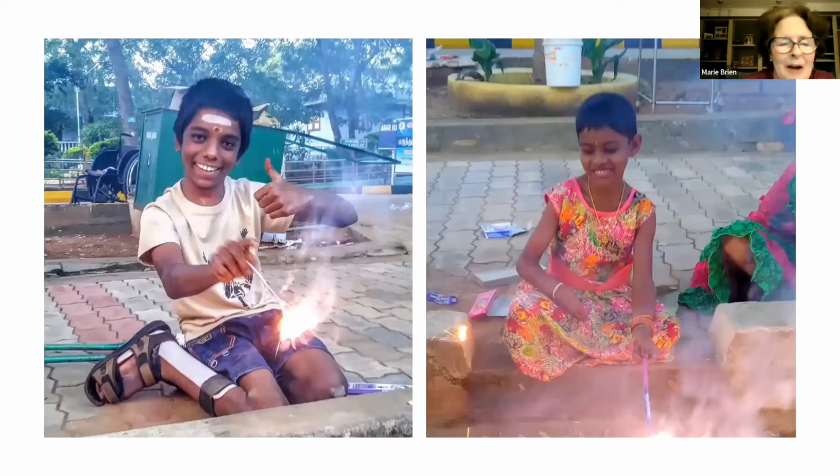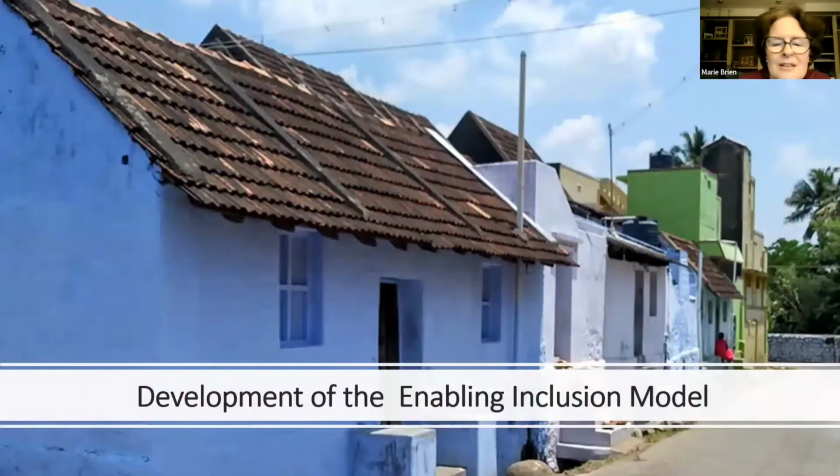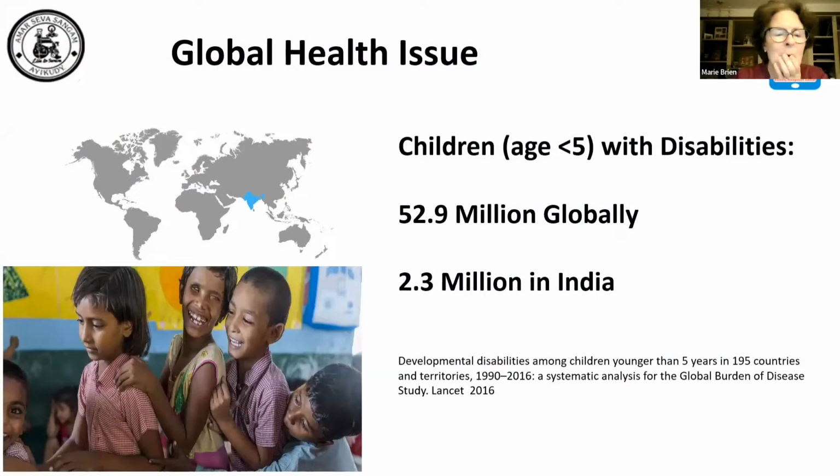So this is our friends at Amar Seva Sangam celebrating Diwali. And this is the true meaning of participation. So let's look at the development of the enabling inclusion model. How did Amar Seva Sangam come about developing the thinking behind the enabling inclusion model?